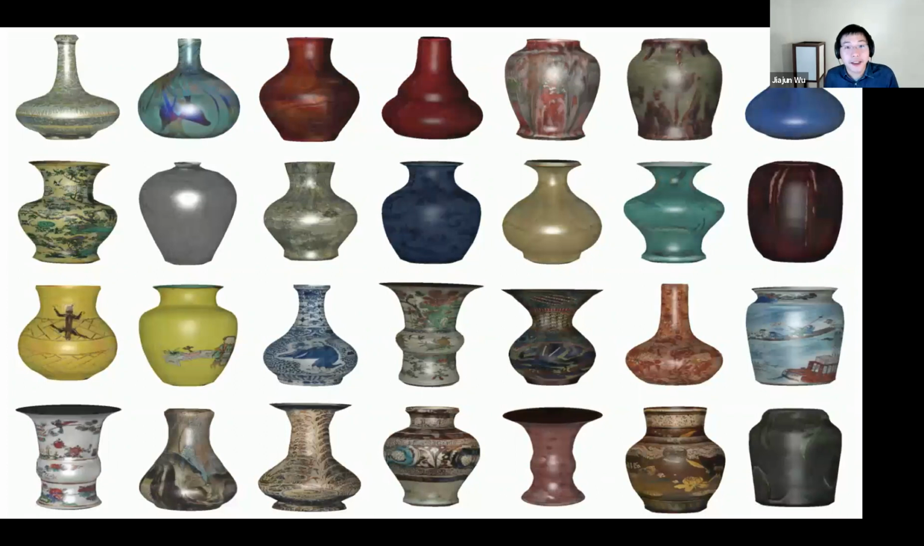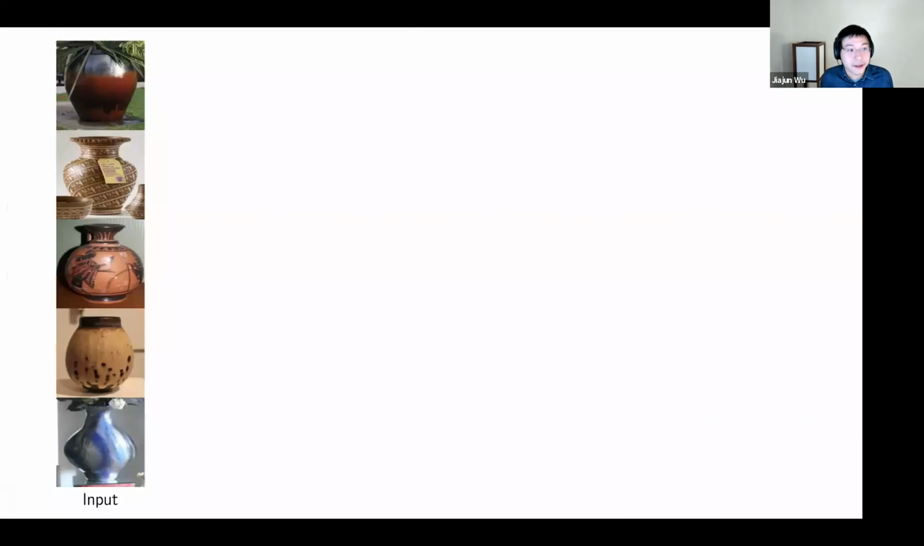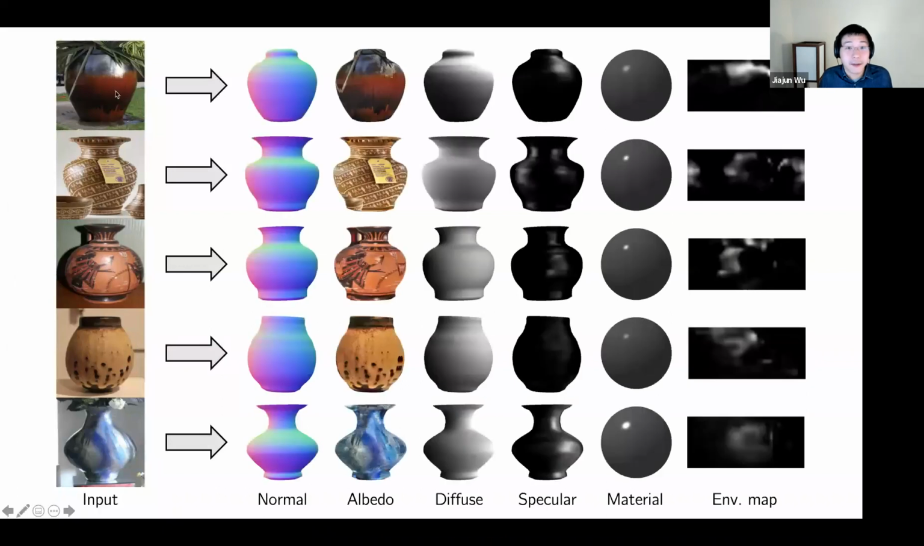So these are from the training set. We trained it on the data set of vases from the Metropolitan Museum, but we also tested on images outside the data set. Okay, so here are some images we take from another data set. These are like vases in the wild. Our system still works pretty well on decomposing into normals, albedos, diffuse maps, specularities, and materials.